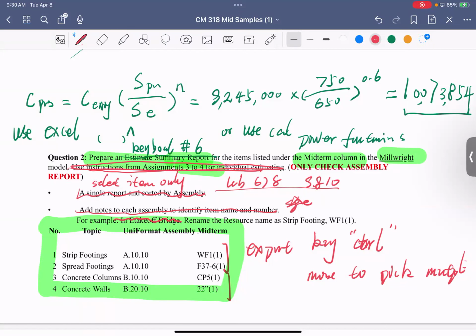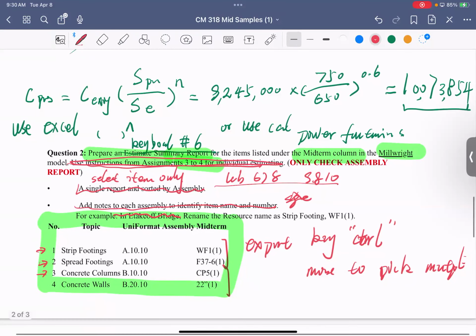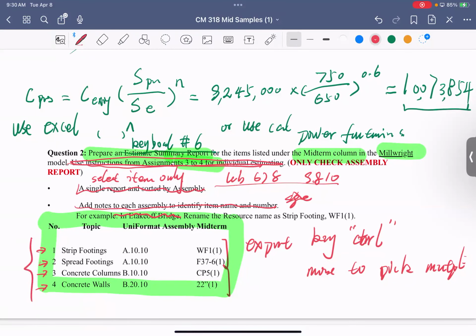So we will take off the strip footing, the spread footing, the concrete column, and the concrete wall. Those are very easy ones. You can find all those things in the structure foundation, and this will be the structure column, and this will be the structure wall. Very, very easy to find them, right?